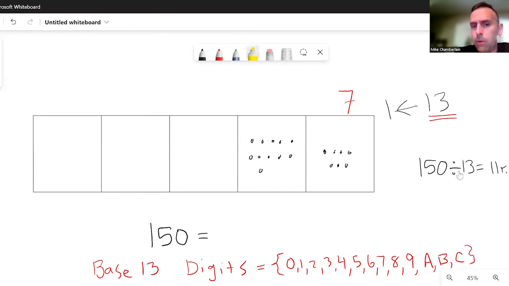In this example, since we have 11 dots here, that's going to be our B. So what I'll do is I'll write B at the top. And that means, oh, this is a little weird, I know, that my final code is B7 base 13.